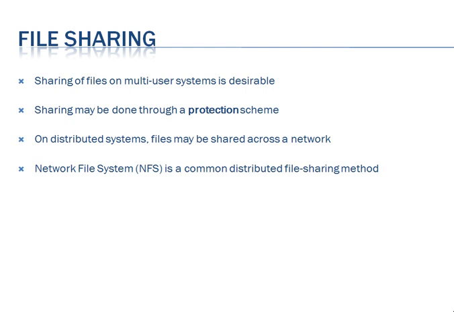So we'll look at file sharing. Sharing, we know, is essential. Sharing of files on a multi-user system is desirable. Sharing may be done through a protection scheme. Without a protection scheme, if we are sharing files, it may corrupt the file. That's why the protection scheme plays a vital role here. On a distributed system, files may be shared across a network. Over the network, we require a network file system, which is a common distributed file sharing method.